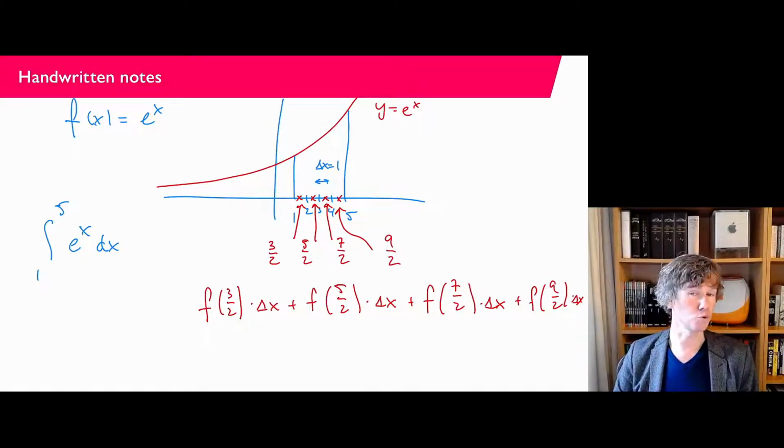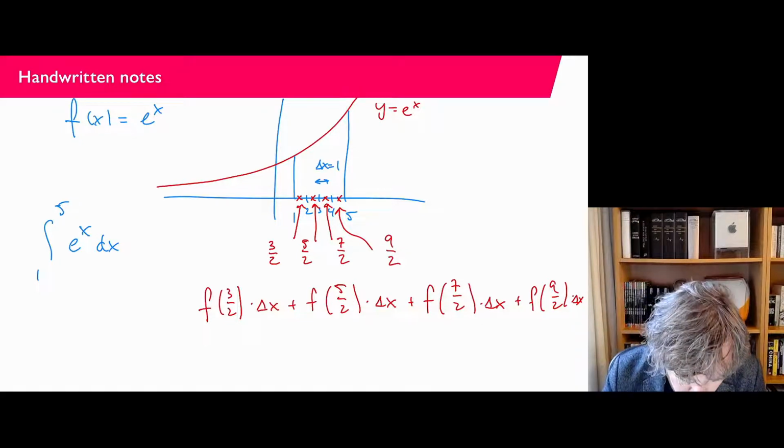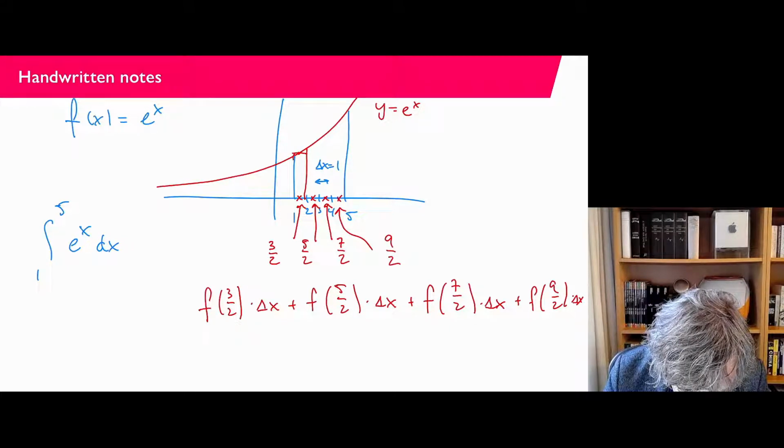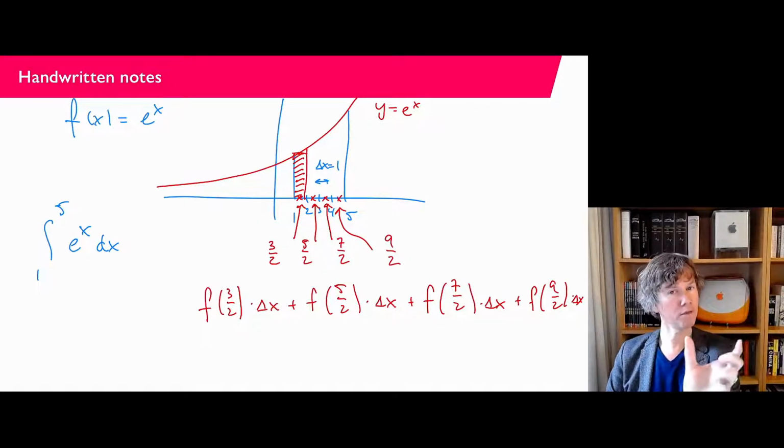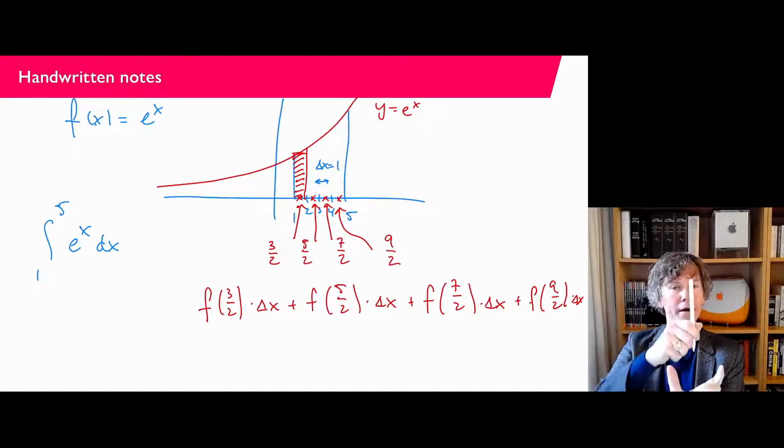And basically what you're doing then is, if you look at the first interval, you look at the area of this bar here. So this is a bar and the width is delta x, which happens to be 1 here. And the height is the function value in the middle, so the function value at 3/2.